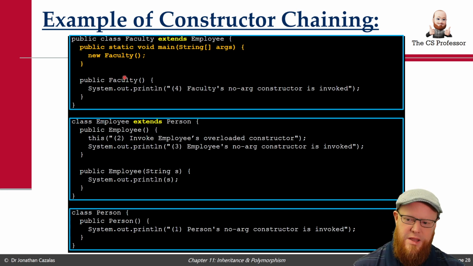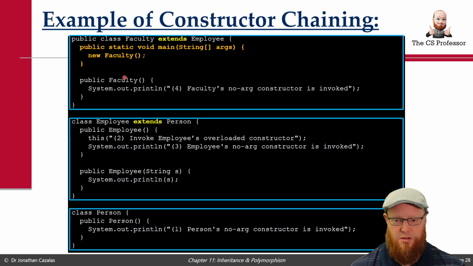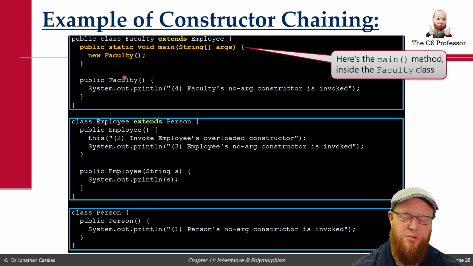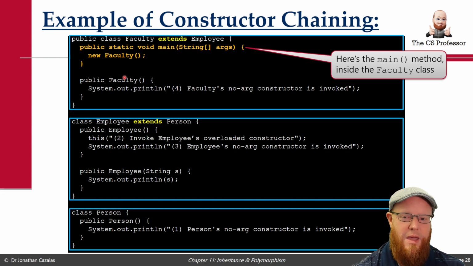But what is unique here is that inside the blueprint for faculty, we find the actual method main, which is kind of funky at first. Like, why are we putting main inside a class that we plan on creating objects from? Why not? Just to show you another way of coding this up.